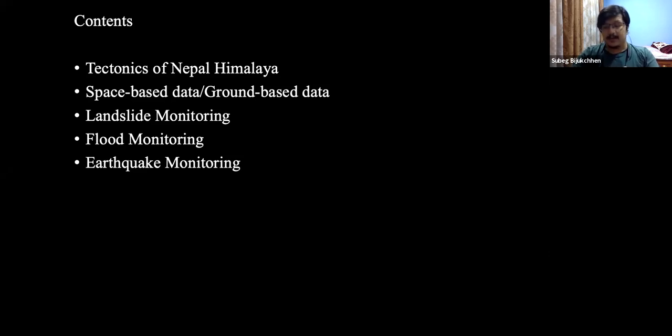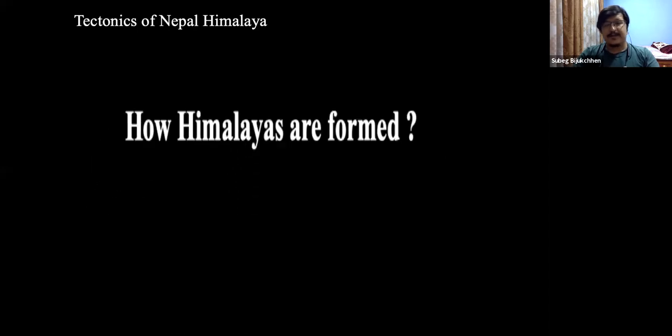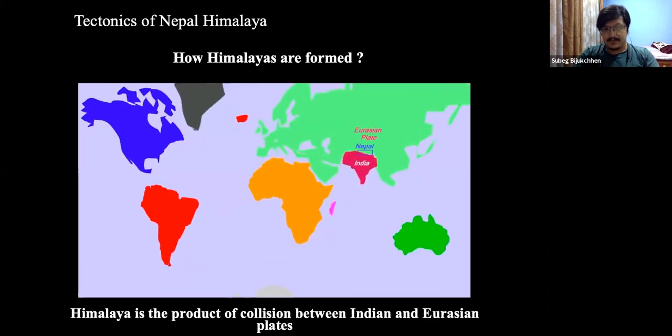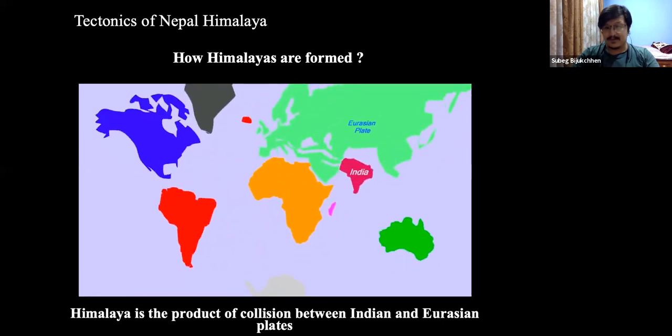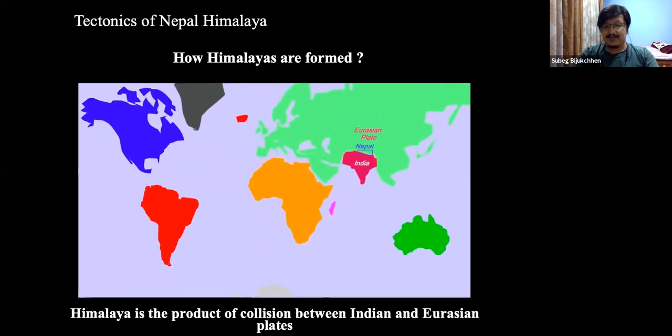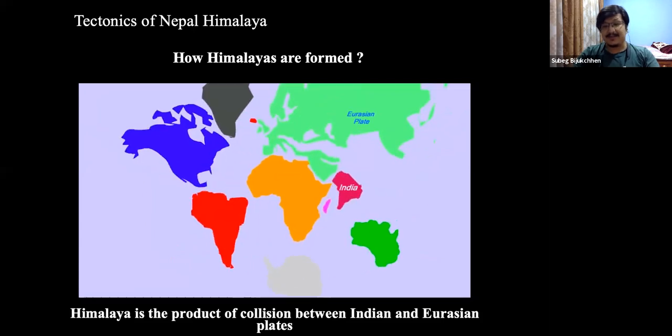Okay, let's go. First, let me tell you how the Himalayas are formed. Maybe all of us know that the Himalaya is the product of collision between the Indian and Eurasian plate. Now, that plate means tectonic plate.